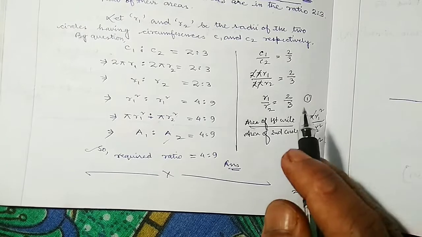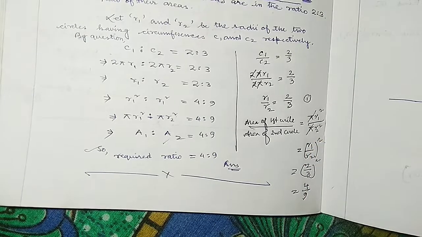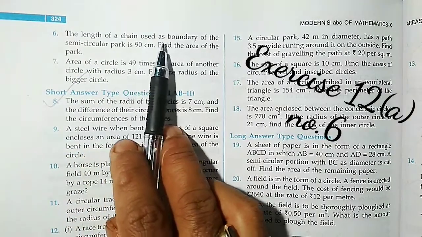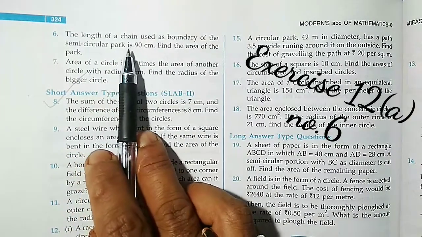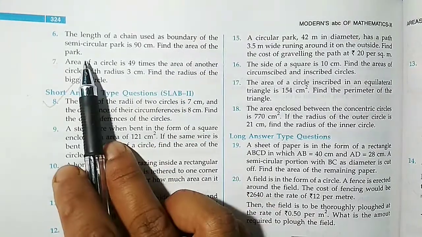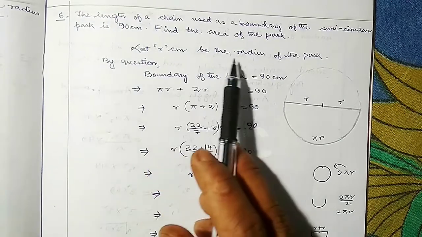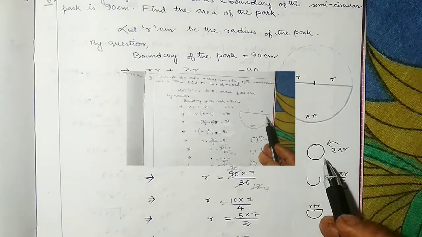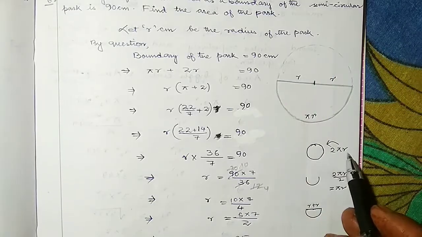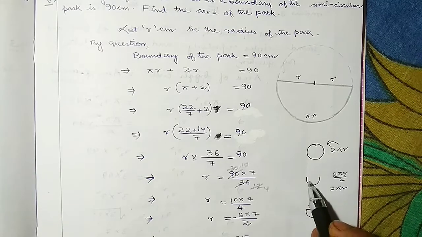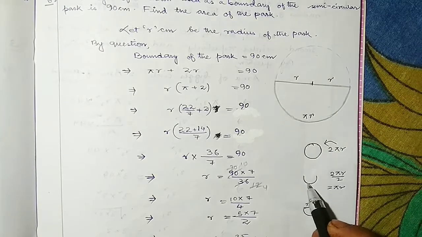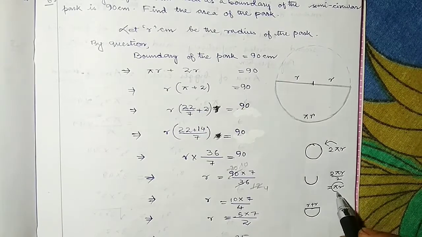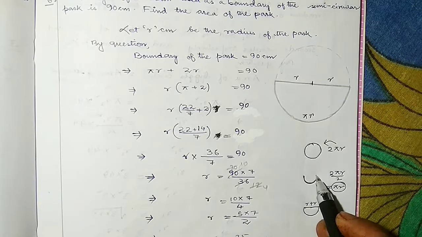Let me do the next sum, that is question number 6. In question number 6 it is given the length of a chain used as boundary of the semicircular park is 90 cm. Find the area of the park. Let r cm be the radius of the park, and as given in the question it is semicircular in shape. Now, the circumference of a circle is 2 pi r. As it is semicircular, the length of this part, it is half of circle, will be 2 pi r by 2, that is pi r. That means length of this part is pi r.